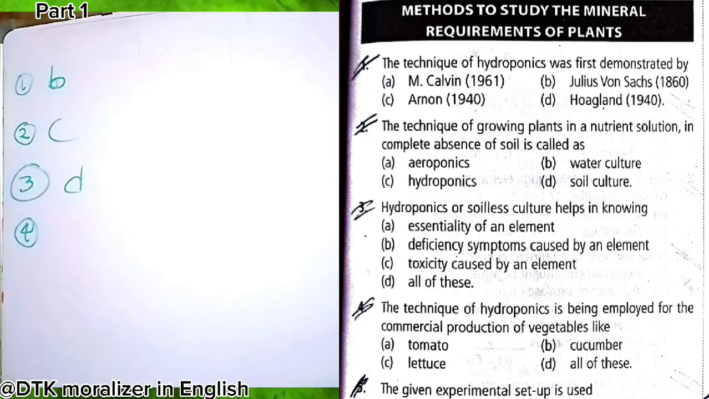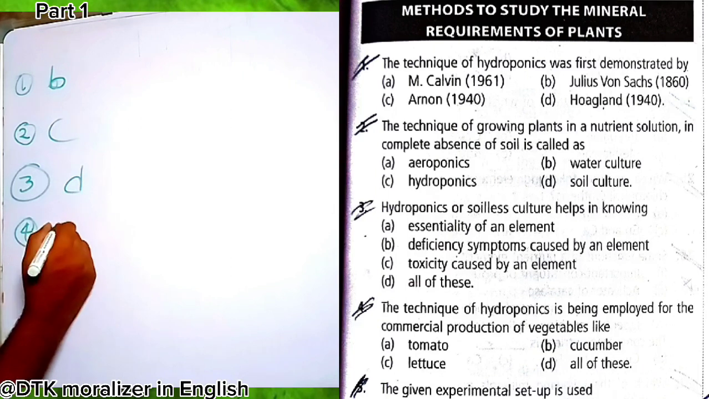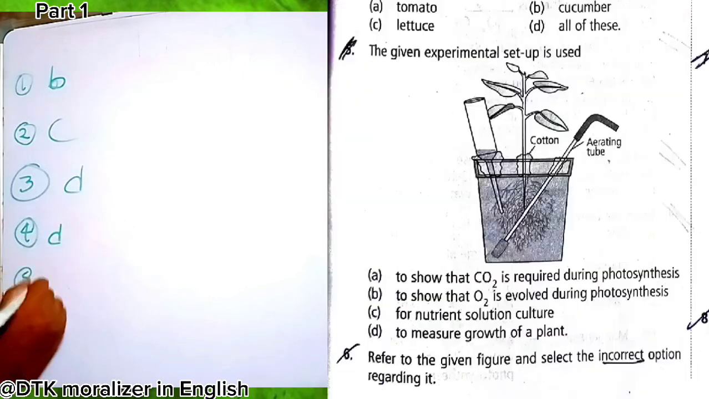Now, question number 4. The technique of hydroponics is being employed for the commercial production of vegetables like tomato, cucumber, lettuce, D, all of these. As you can see in NCERT, the commercial production of tomato, cucumber, lettuce happens. So, option D.